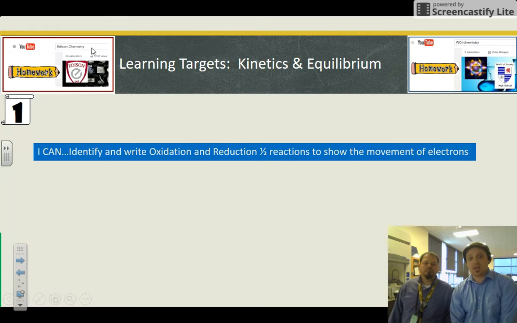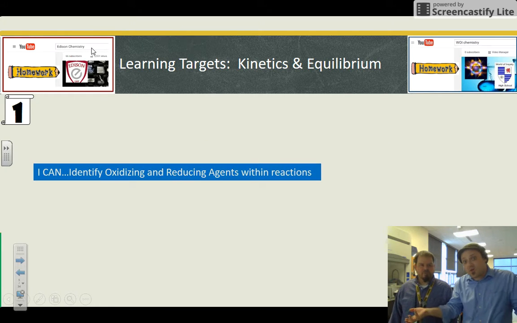Identify and write oxidation and reduction half reactions, just like I said, to show the movement of electrons, because when electrons move, physics, they can do work. And that's what a battery is doing. It's providing electrons' potential differences to do work.